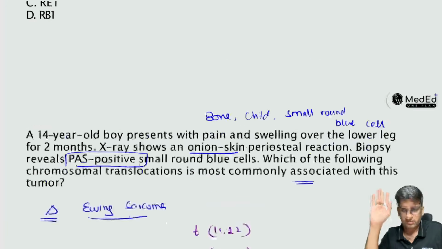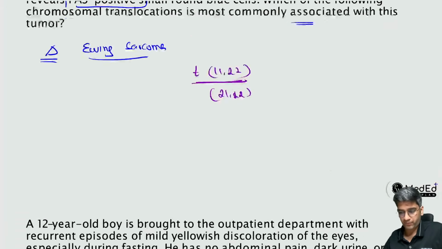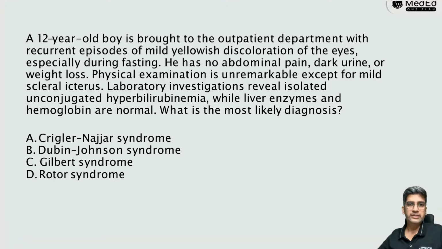Sorry, it won't be BRCA. Misread as BRAF. My mistake. It's translocation 11;22 or 21;22. Both are seen in Ewing's sarcoma. 11;22 is much more common. So choose 11;22. Fine. Okay. Let's see if we can pick this up.